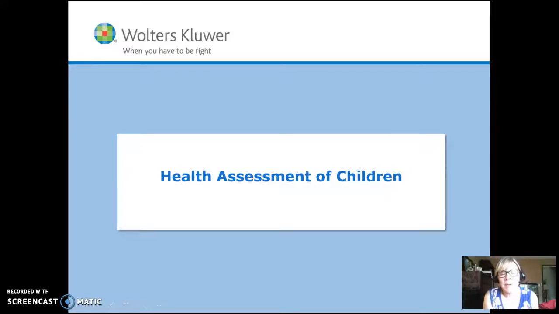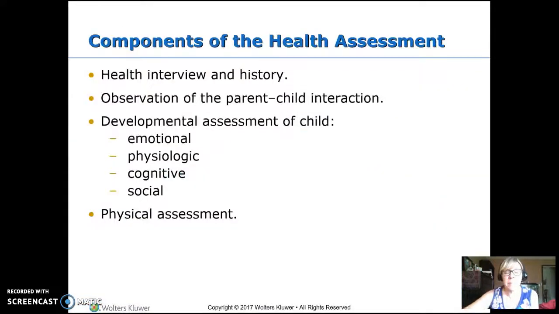This is Health Assessment of Children from Essentials of Pediatric Nursing by Kyle and Carmen.